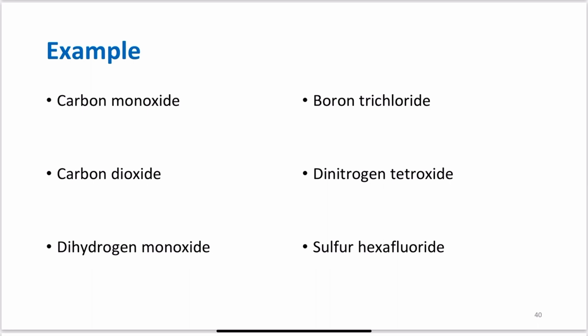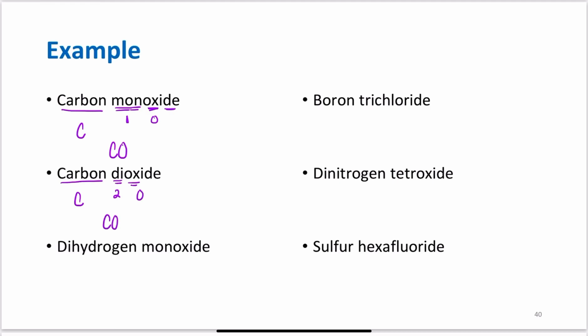I'm trying to go from name to formula first. I've got carbon monoxide. Well, carbon is easy, right? That's just telling me carbon. Carbon is just elemental C. Mon stands for 1. Ox tells me oxygen, and the ide just tells me it's the second element in the species. So I've got 1 carbon, 1 oxygen. Carbon dioxide, I've got a carbon. Di tells me 2. Ox tells me oxygen. CO2.